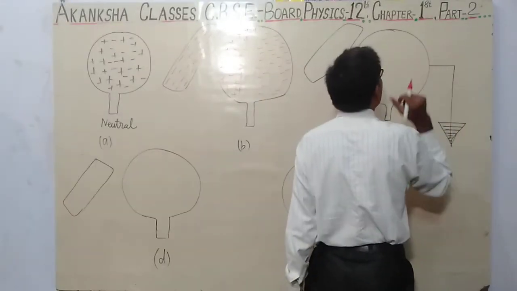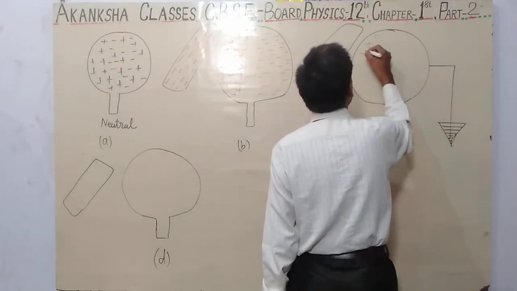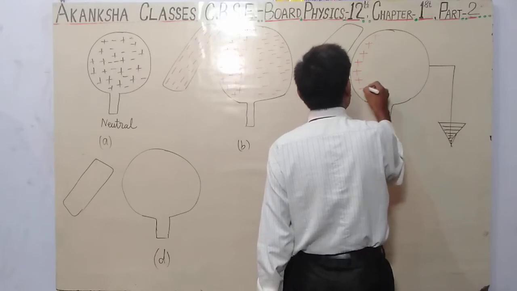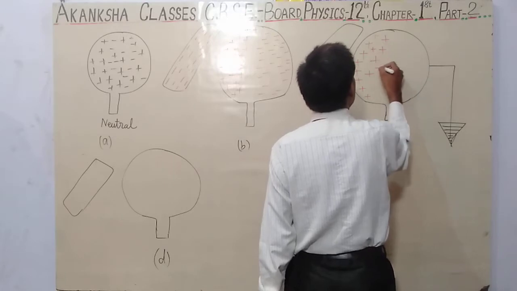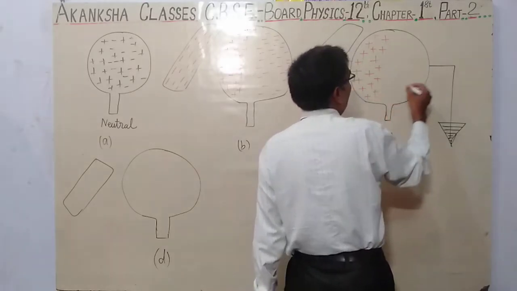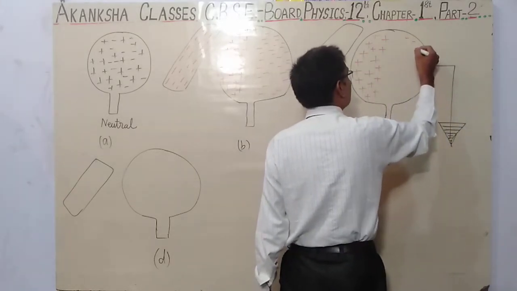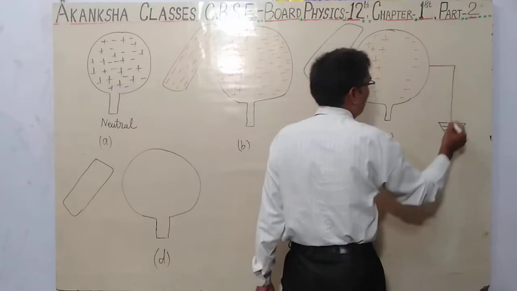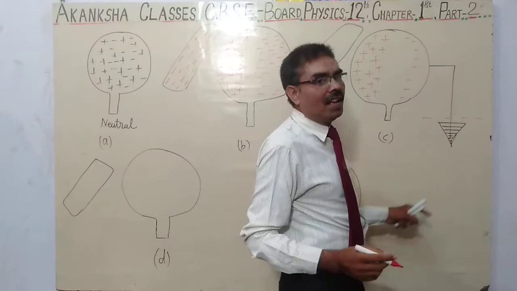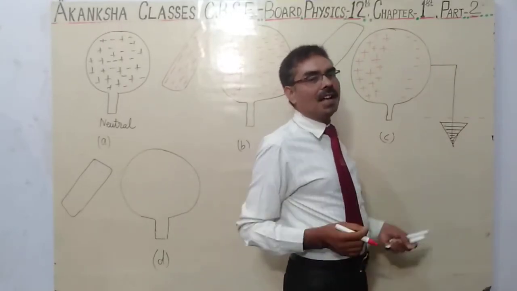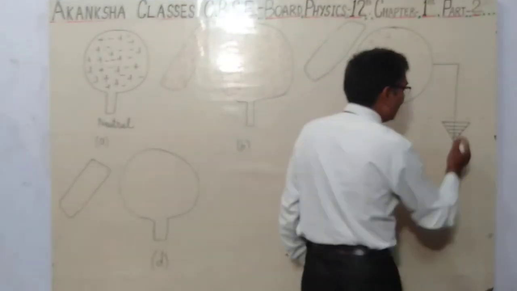by a conducting wire. Friends, the negatively charged particles, electrons, start flowing through the conductor and reaching the ground. This means these electrons will go to the earthing, because earth is known as the sea or ocean of electrons.